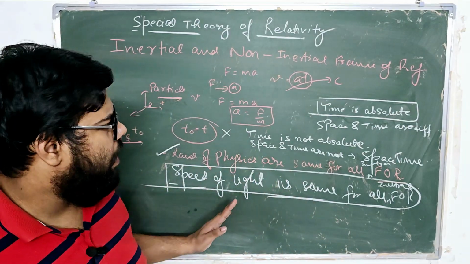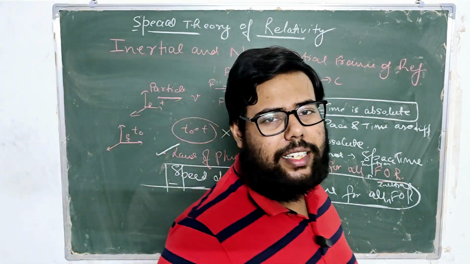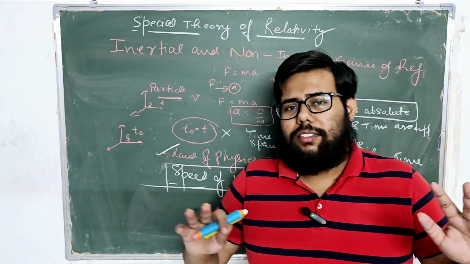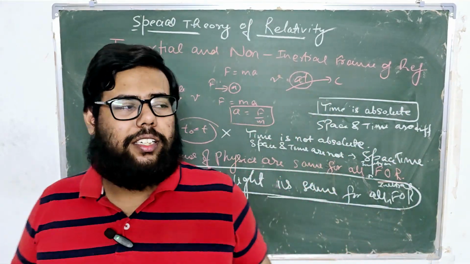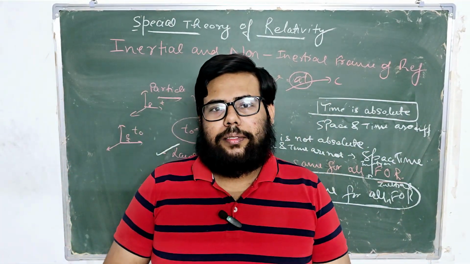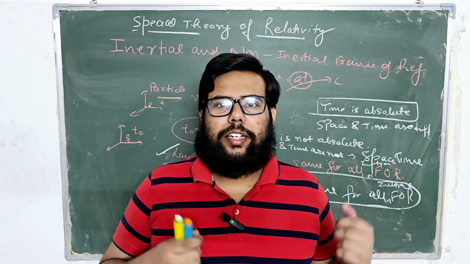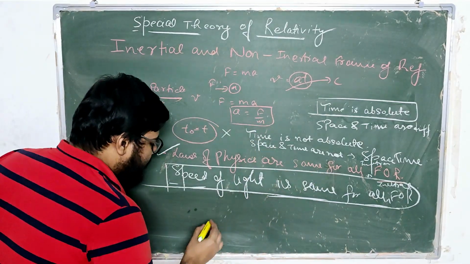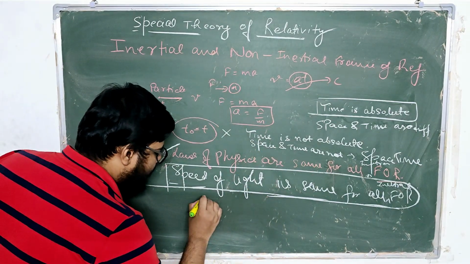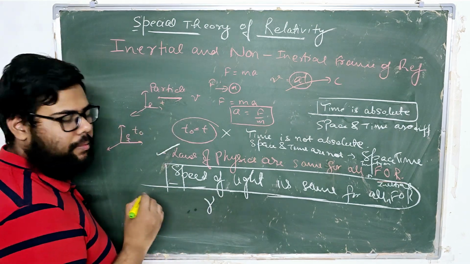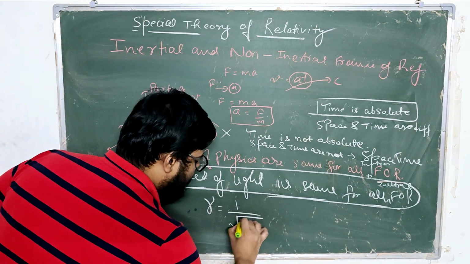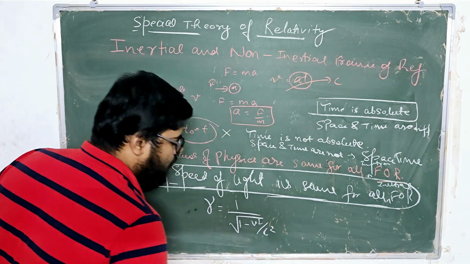But in our day-to-day life, where the speeds are very, very much less than the speed of light, in the normal world which we feel daily, we don't need the special theory of relativity, because relativity is linked with something called the Lorentz factor gamma, which is 1 upon the square root of 1 minus v square by c square.